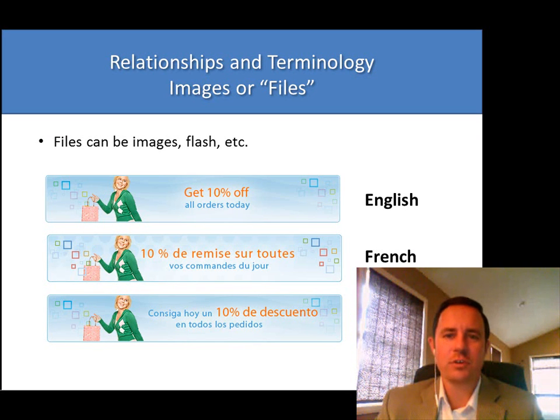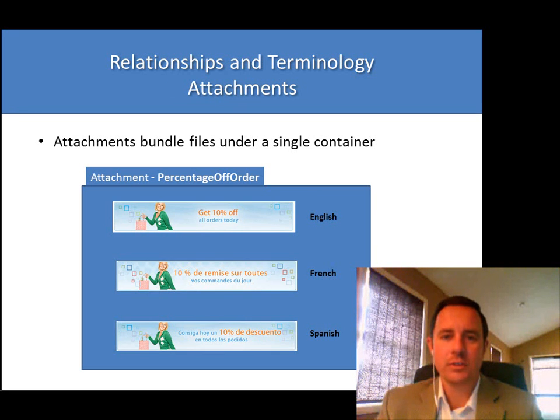So first I'd like to review some terminology. Images or files, as referenced in the Management Center, are essentially the building blocks for advertisements. As you can see here, I have an English, French, and Spanish version of the same advertisement. We then take those images and we associate them with an attachment. Consider an attachment a bundle where files are bundled under a single container. So in this case, the percentage offer attachment would contain all of the various translations for the image. And this attachment will then be used within a content space.